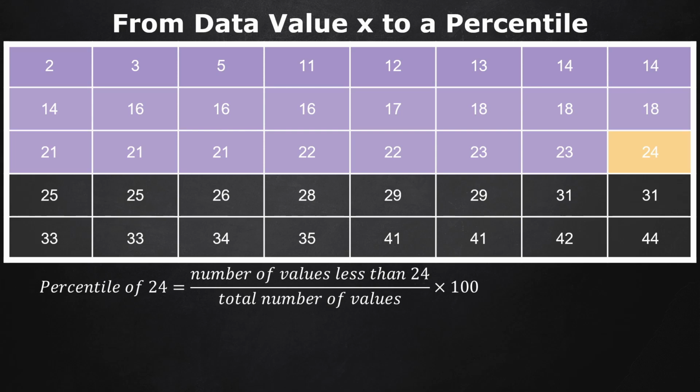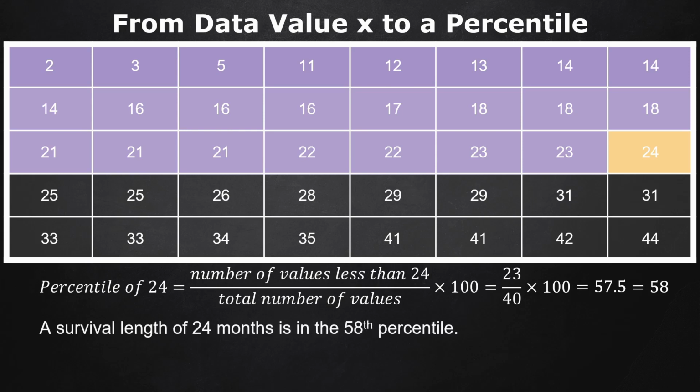And we have a total of 40 values. And we're multiplying that by 100. So when doing all that, we get 57.5. As the rounding rule states, we round to the nearest whole number. So the 5 rounds the 7 up to an 8. So we get a 58. So a survival length of 24 months is in the 58th percentile. That's exactly what we found.